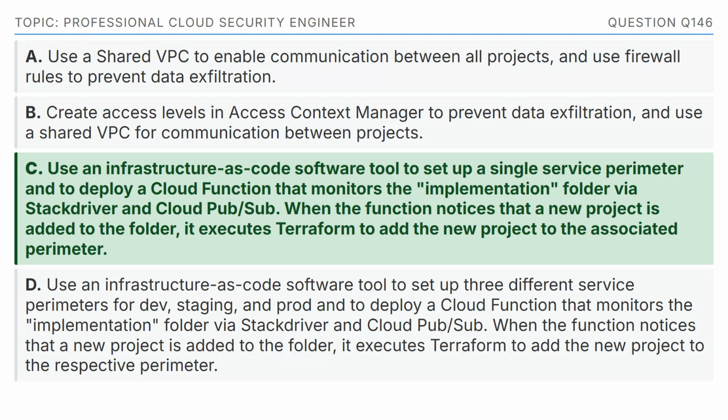Use an infrastructure as code software tool to set up a single service perimeter and to deploy a cloud function that monitors the implementation folder via Stackdriver and Cloud Pub/Sub. When the function notices that a new project is added to the folder, it executes Terraform to add the new project to the associated perimeter.